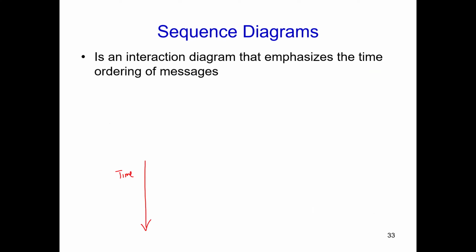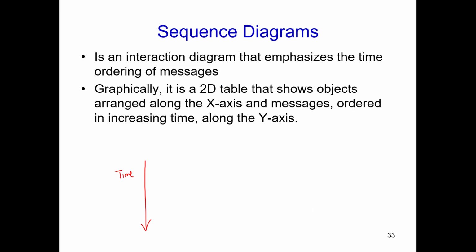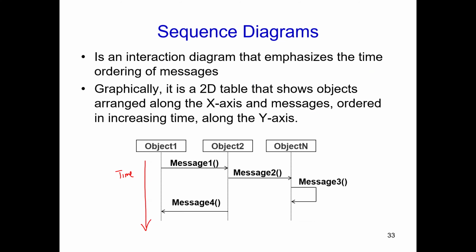So what is a sequence diagram? It's an interaction diagram that emphasizes the time ordering of messages. Graphically, it is a 2D table that shows objects arranged along the x-axis and messages ordered in increasing time along the y-axis. So for example, here we have 3 objects at the top. Time is represented by that arrow going down. So what this is saying is message 1 happens first, message 2 happens next, message 3 happens next. And then as time moves down, the messages are also moving down.